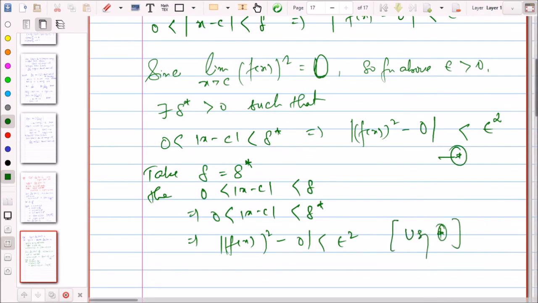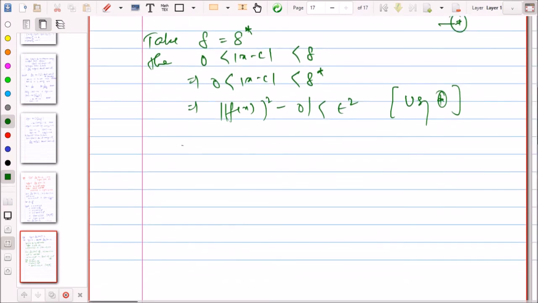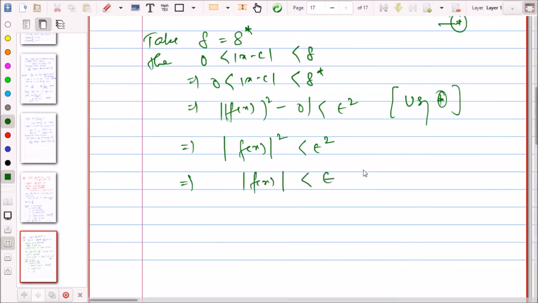And this implies |f(x)| square is less than epsilon square, and since both are positive numbers, |f(x)| is positive and epsilon is also positive, I can take the square root and my inequality will be preserved. So |f(x)| is less than epsilon. This is true only when both are positive, because this is greater than or equal to 0 and epsilon is also greater than 0, so that's why I can take the root on both sides.